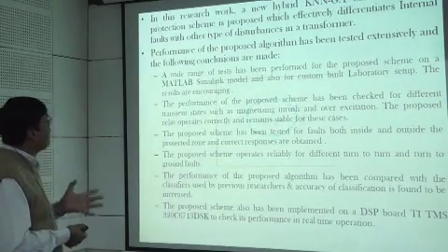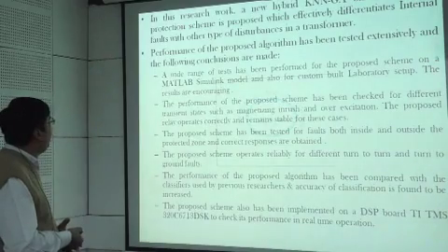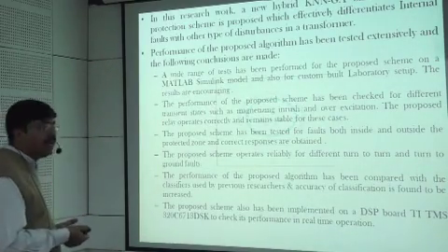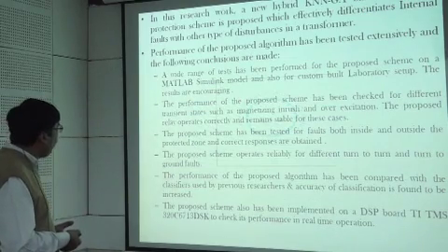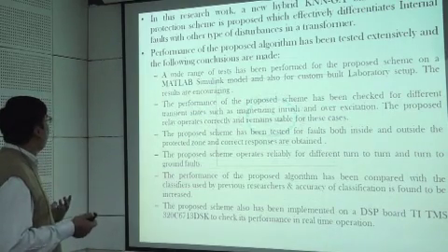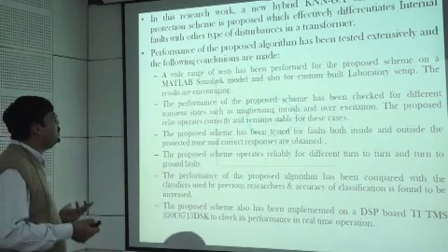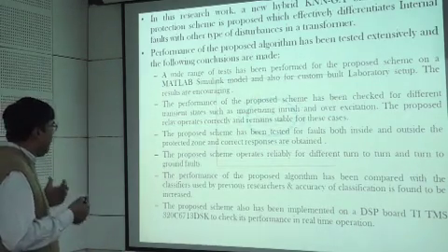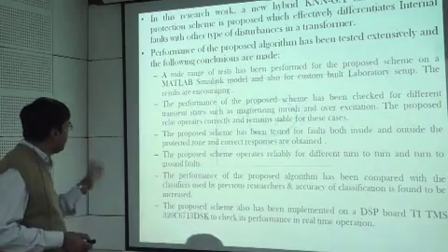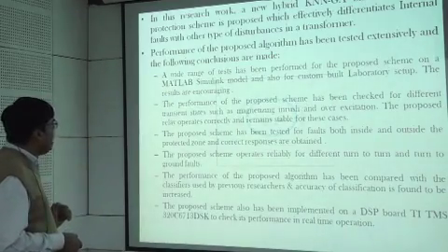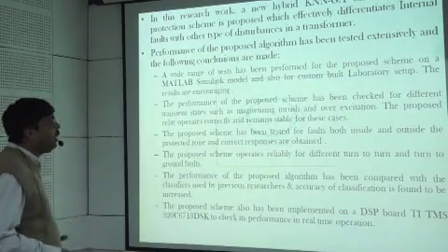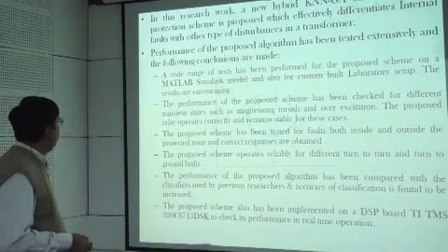A wide range of tests has been performed for the proposed scheme on a MATLAB Simulink model as well as on a laboratory custom built transformer. The results are encouraging. The performance of the proposed scheme has been checked for different transient states such as magnetizing inrush or over excitation. The proposed algorithm relay operates correctly and it remains stable for all the cases. The proposed scheme has been tested for faults both inside and outside the protected zone and correct responses are obtained.